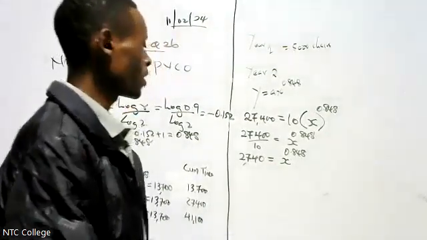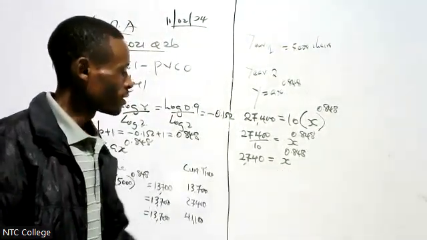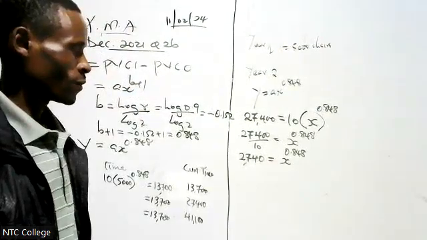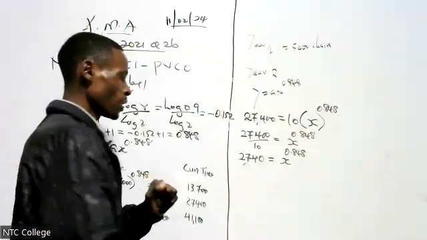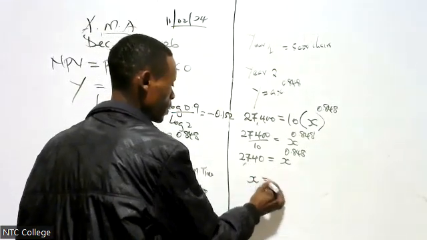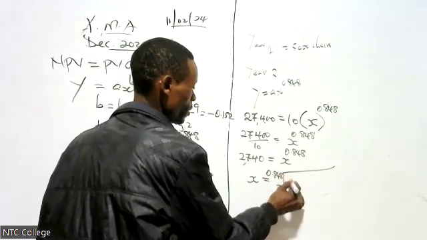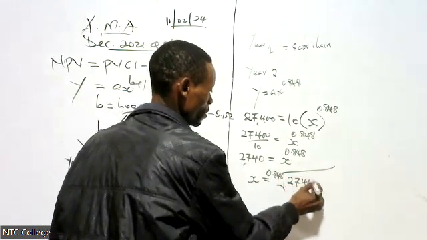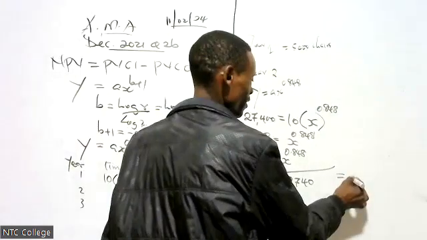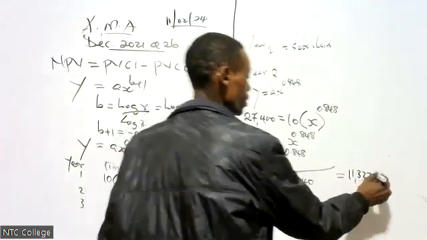Nelson, are you there? Yes, I'm there. What do we do here now to get the number of units? We take the root. Yes, here we conduct the root. So x will be equal to the 0.848 root. Am I right? Yes, which is 11,322 shares.